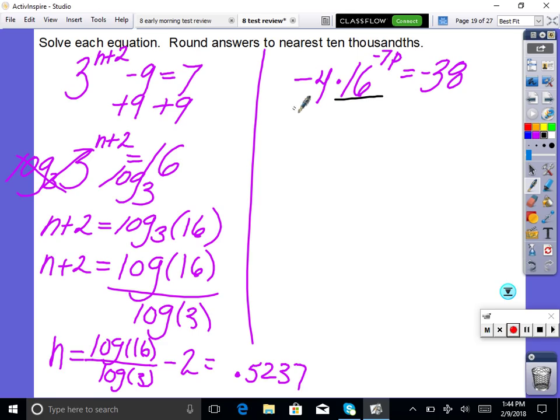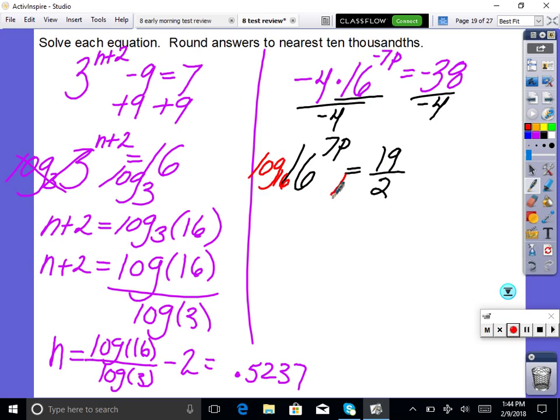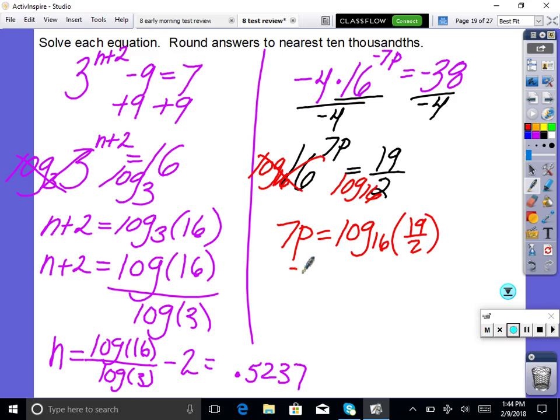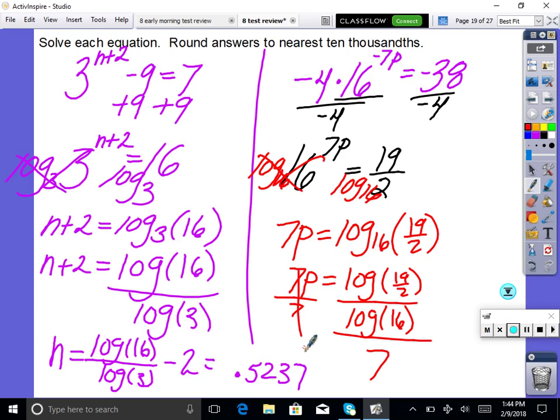So over here, you have to get the base by itself. So I'm going to divide both sides by -4. So then I have base 16 raised to the 7p equals, and if you do that in your calculator and hit math, enter, enter, you get 19/2. And now you say, okay, I got to undo base 16, log base 16, log base 16. 7p equals log base 16 of 19/2. So then we would do the change of base formula. So we have 7p equals log of 19/2 divided by log of 16. Then divide by 7, and p is all by itself. There's the pretty answer, and if you type that into your calculator correctly, you should get negative 0.1160.